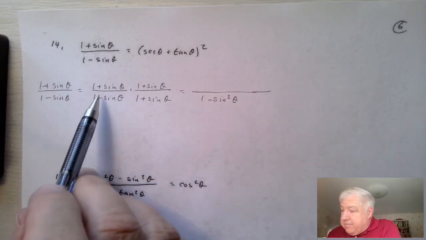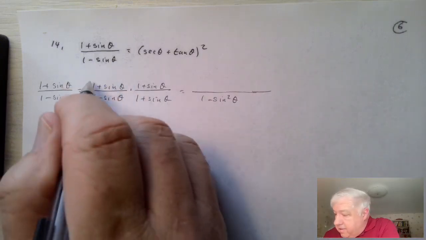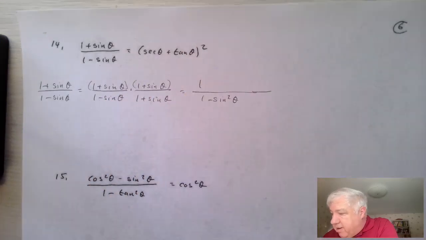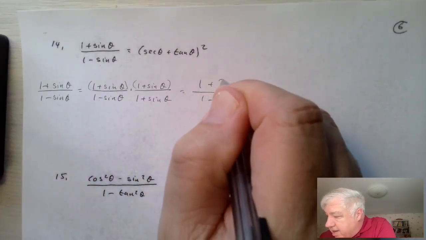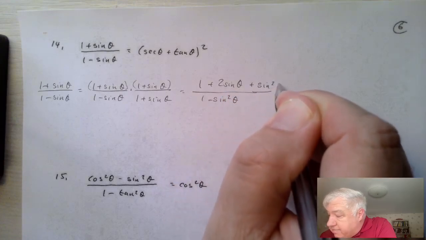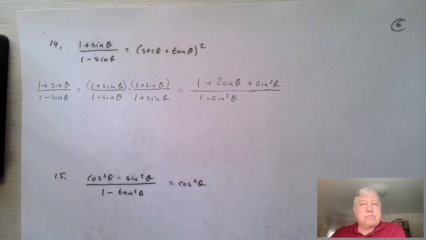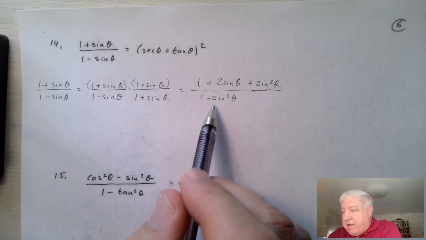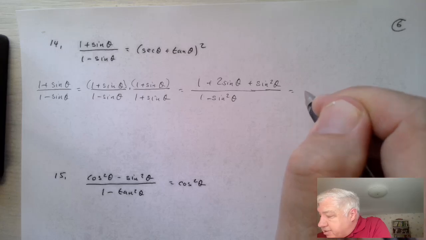And if you multiply the product of the numerators out, you get 1 squared, which is 1, plus 2 sine theta, plus sine squared theta. And then by the fundamental trigonometric identity, the denominator has to be cosine squared of theta.